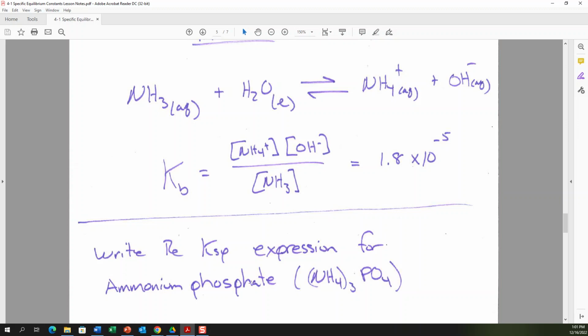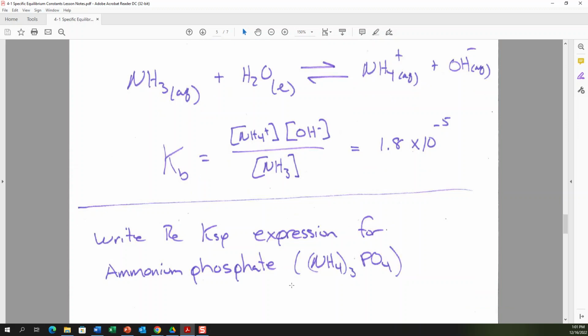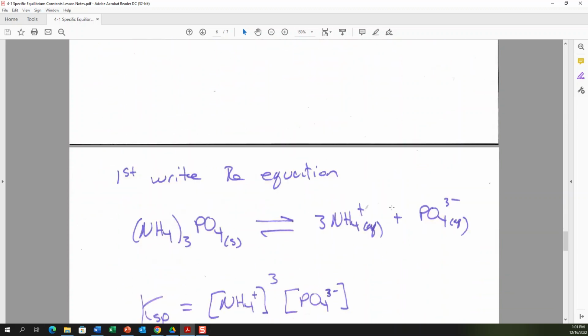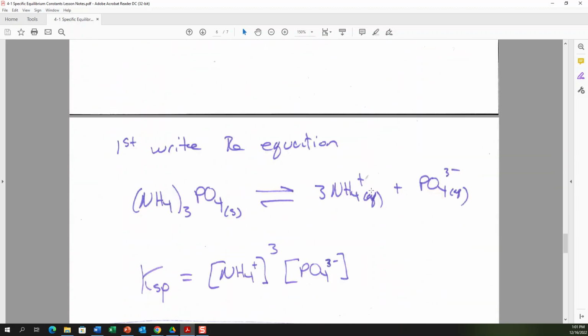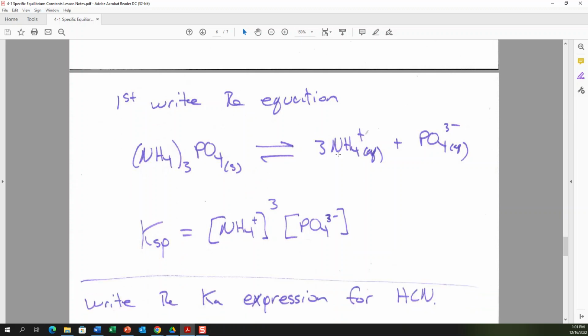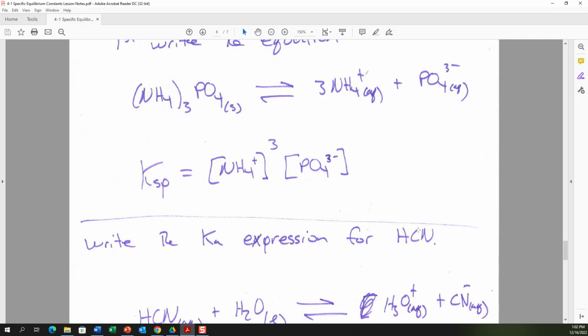Write the Ksp expression for ammonium phosphate. Well, if it helps, write the equation that describes Ksp. So I would show the salt dissolving in water, because I'm concerned with Ksp. So that's the equation. Really, if I'm asked this, it's: write the equilibrium constant expression for this reaction. So products over reactants, coefficients become exponents, don't use solids. So it would be the ammonium concentration cubed times the phosphate ion concentration. And it wouldn't be over anything, because our only reactant is a solid, and I don't include that in the expression.